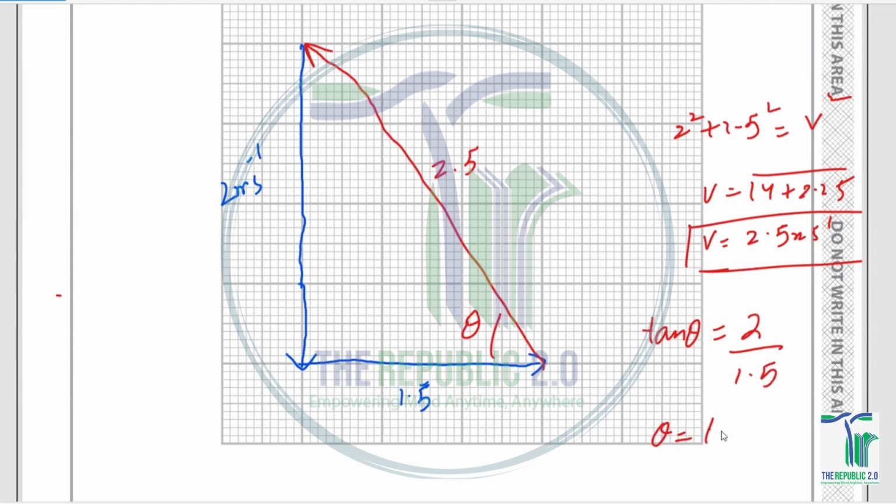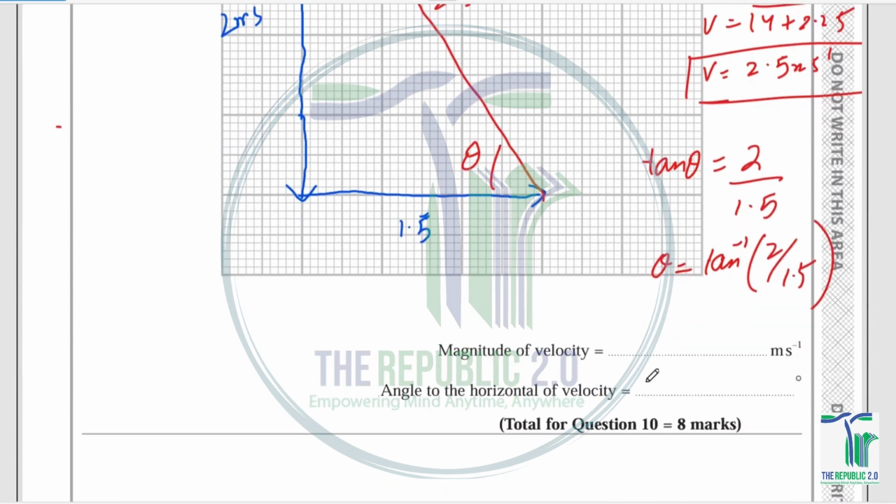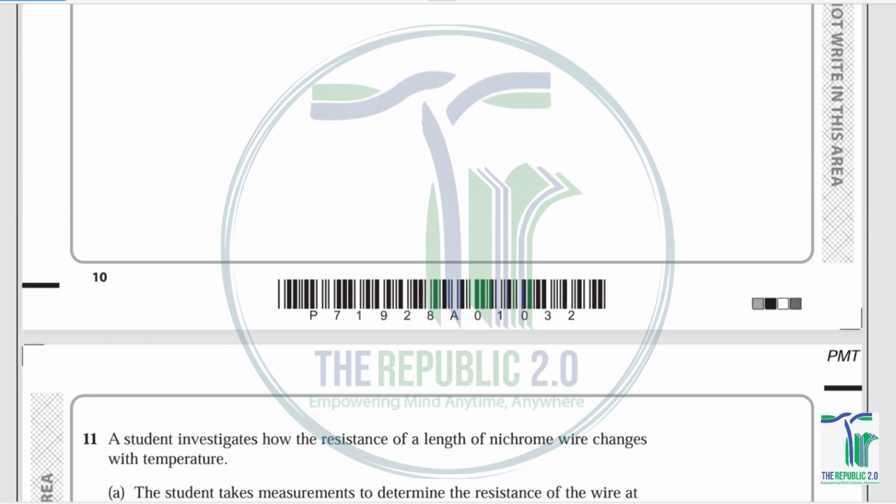So theta comes out to be tangent inverse of 2 divided by 1.5. And you'll eventually get theta is equal to 53 degrees, and the magnitude of velocity is 2.5 meters per second. That is how you were supposed to do this question.